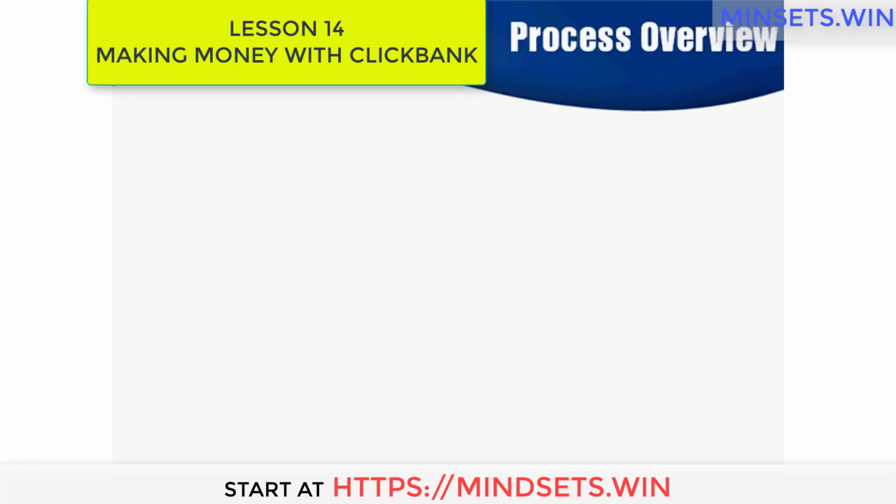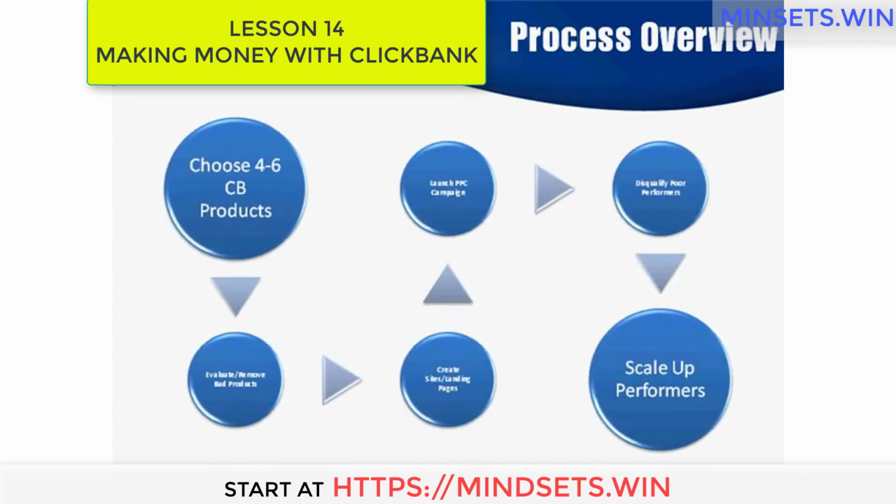Now here's a general overview. This is the whole process from beginning to end. First thing we do, choose 4 to 6 Clickbank products. I'll show you how we do that in the next video. Get those, write them down, do like me and put them in Excel.